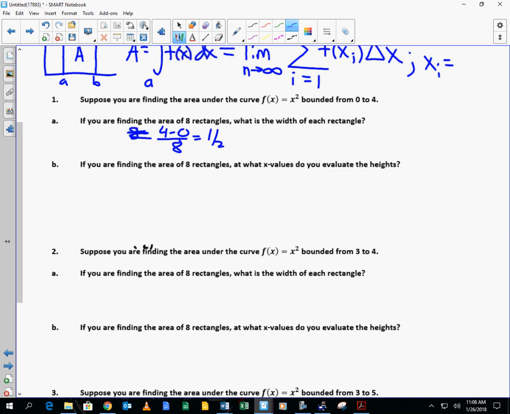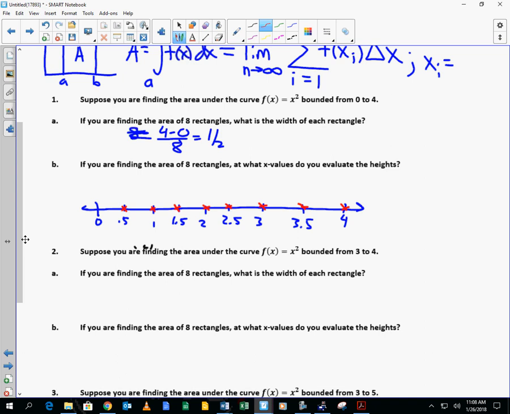So suppose you're finding the area of those 8 rectangles. At what x values do you evaluate the heights? Let's say we're going to do a right-hand sum. You start at 0 and you go to 4, right? And if our width is a half, where do you start evaluating? Yep, 0.5, and then 1, then 1.5, 2, 2.5, 3, 3.5, right? So we evaluate at 0.5, we don't do it at 0, right?